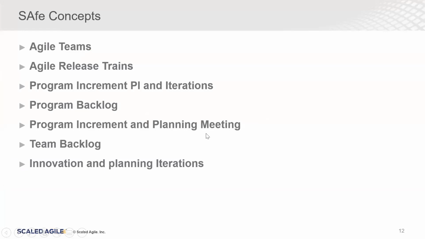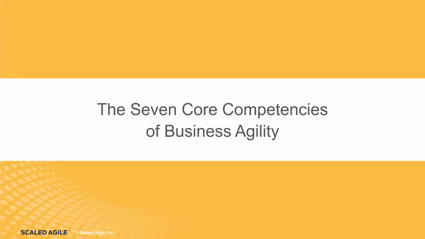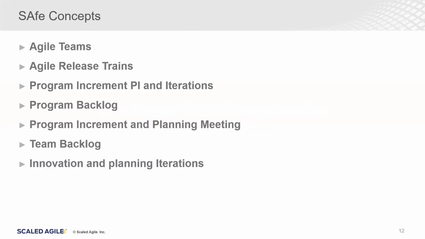So we talked about agile teams, agile release trains, the program increments, program backlog, program increment planning meetings, team backlogs, innovation and planning. We talked about agile teams. Agile teams, you know, right? So the SAFe, PO, PM, and all.